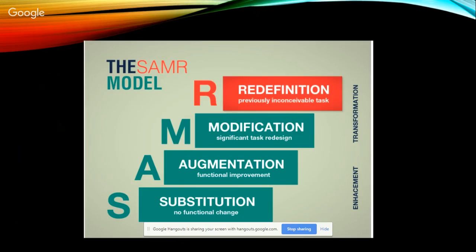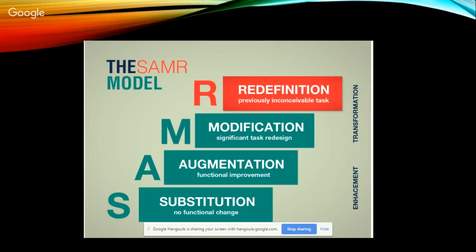SAMR is, as I mentioned before, a tool for teachers to evaluate how they are incorporating technology into their classroom. There's 4 levels. The lowest level is substitution. This is no functional change. The next level is functional improvement. And if you move up the ladder, it's modification and redefinition. As you can see on the right side of the screen, there's also 2 more levels, enhancement and transformation.